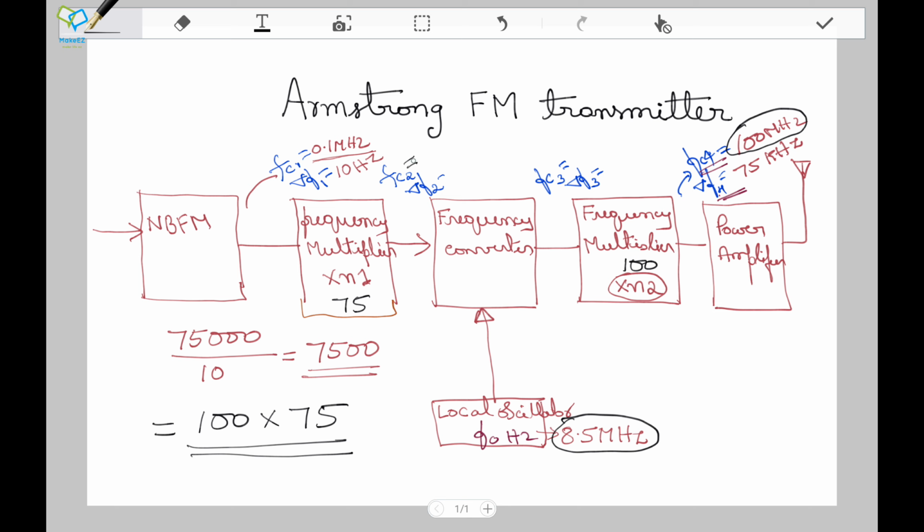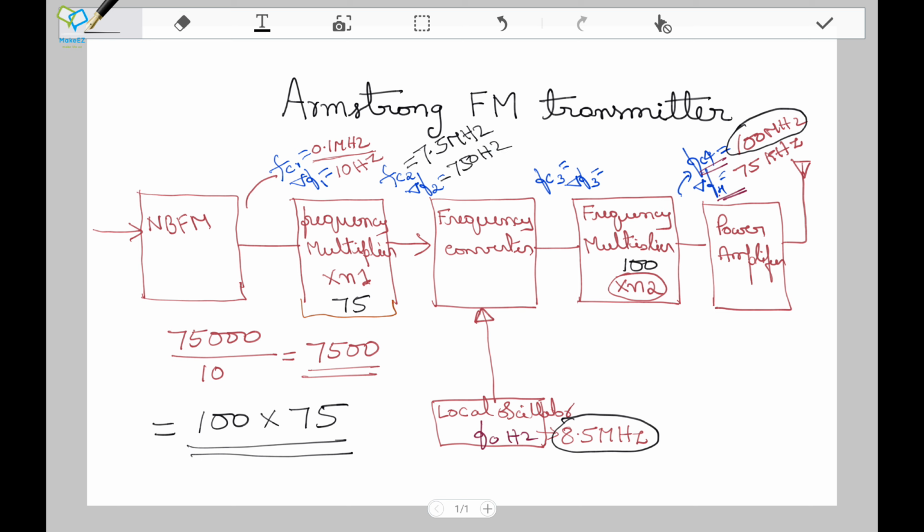Now for this value, what is FC2? FC2 is equal to 75 times FC1. So 75 into 0.1 megahertz, you get 7.5 megahertz. What is delta F2? Delta F2 is 75 times delta F1. So 75 into 10, you get 750 hertz here.